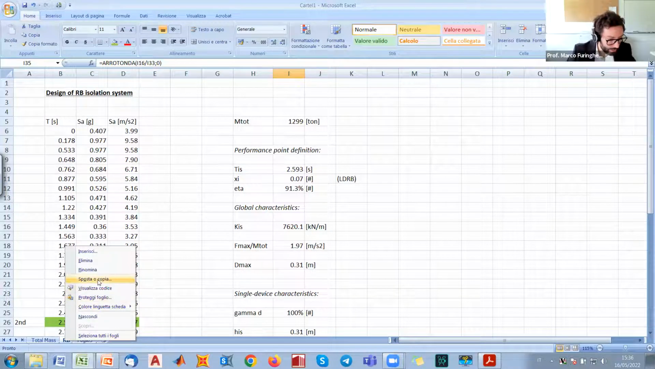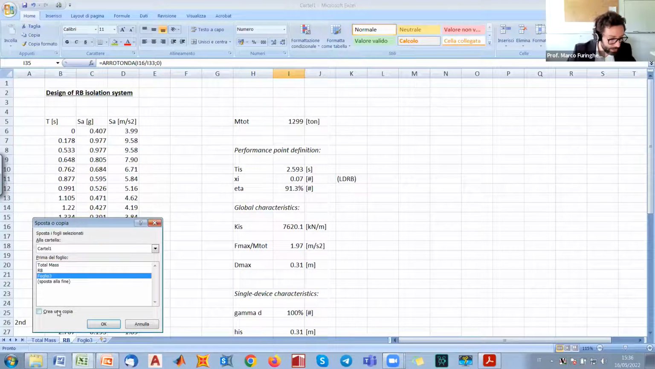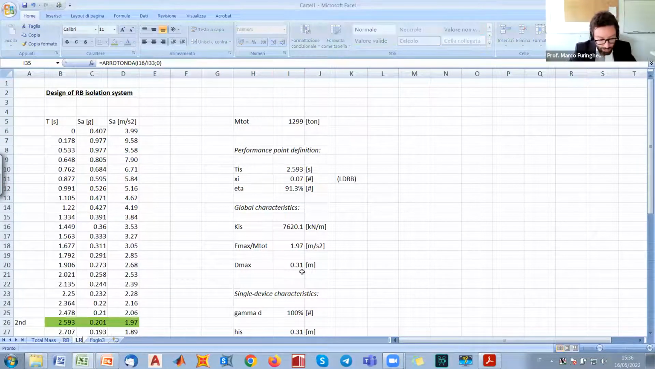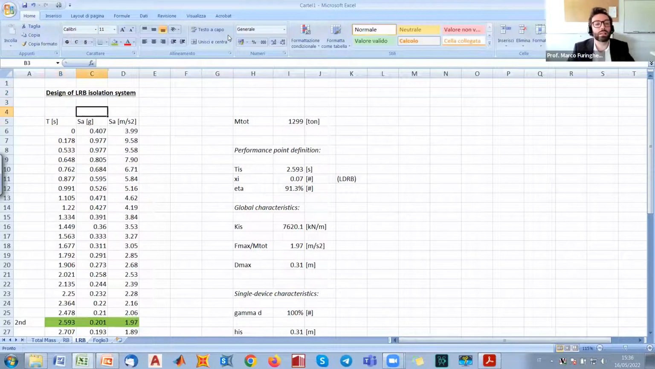So let's just copy this spreadsheet. We call it LRB, because we have exactly the same columns which are representative of the seismic hazard. We have the same equivalent total mass of the building and the definition of the performance point. Okay, let's start from the same isolation period, 2.5, approximately 2.6. Okay, and then we will change it afterwards once we have computed the characteristics of the bearings.